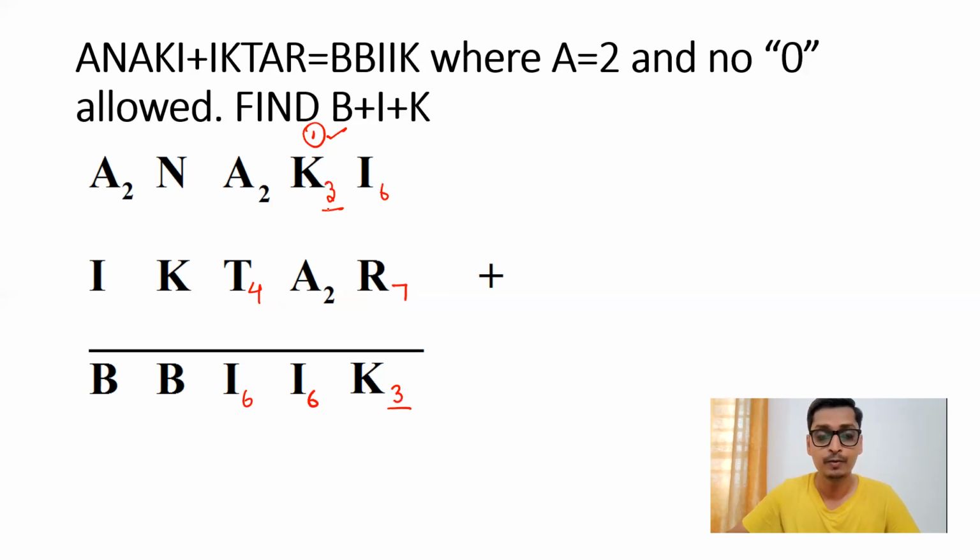Now I fixed the value of K equal to 3, right? So I can write that 3 here. Now again I fix the value of I equal to 6, right? So I write that 6 here. So 2 plus 6 is 8. Now the value of B should be 8, right? So I can write that 8 here also. Now what plus 3 I get 8? It should be 5, right? So 5 plus 3 is 8. Now I identified BBIIK is 88663.